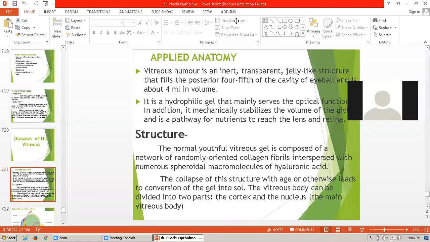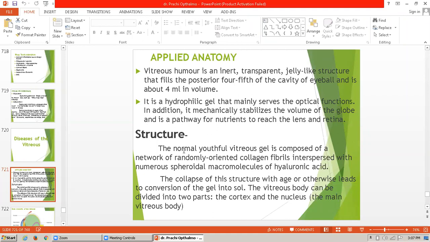So vitreous humor is an inert, transparent, jelly-like structure that fills the posterior 4/5 of the cavity of the eye and about 4 mL in volume. It is a hydrophilic gel that mainly serves the optical function. In addition, it mechanically stabilizes the volume of the globe and is a pathway for nutrients to reach the lens and retina.